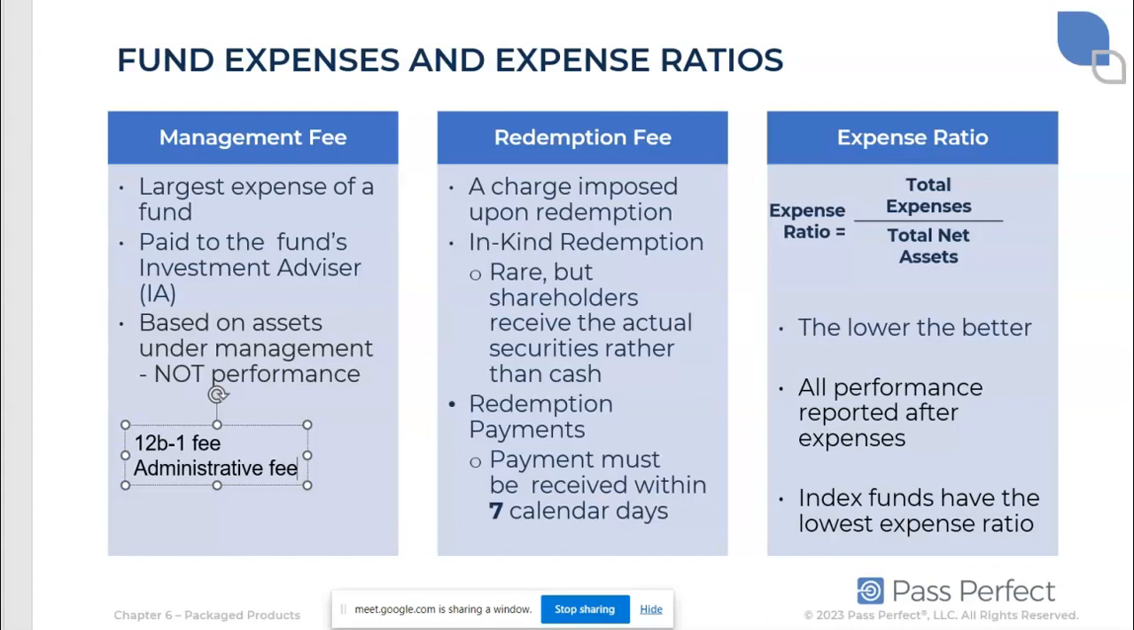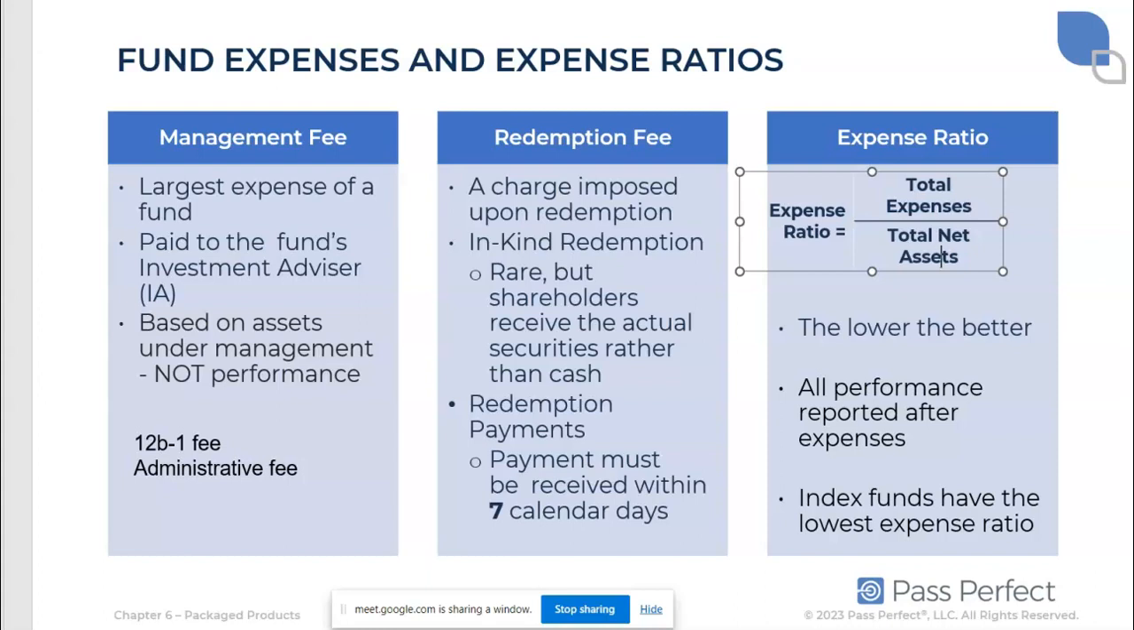So if you add up the management fee, 12B1 fee, and administrative fees, that's the total ongoing operating cost of the fund. Take those total expenses, divide by the net assets of the fund. That is the expense ratio of the fund. Okay, so it's average net assets.